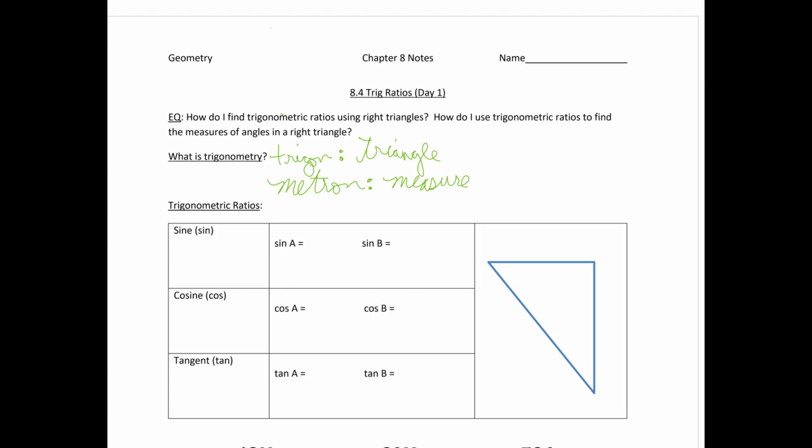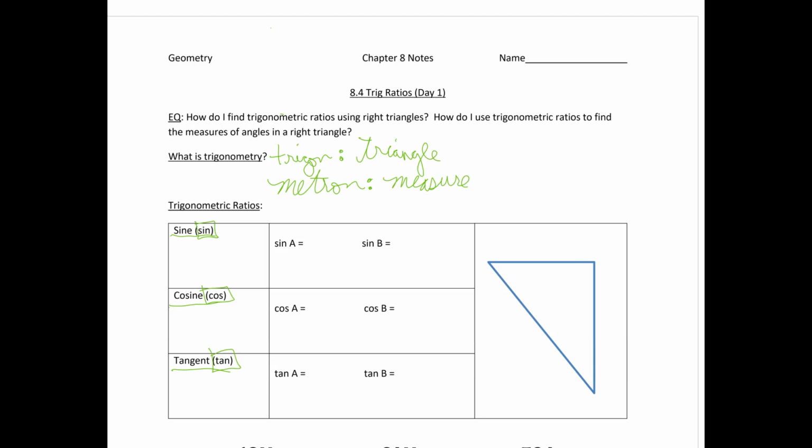So let's go ahead and talk about the trigonometric ratios. So we have the three that we're going to start with. There's actually 6 trigonometric ratios, and the 3 we're going to start with are sine, cosine, and tangent. And these abbreviations right here are what you're normally going to see when we're talking about your trig ratios.